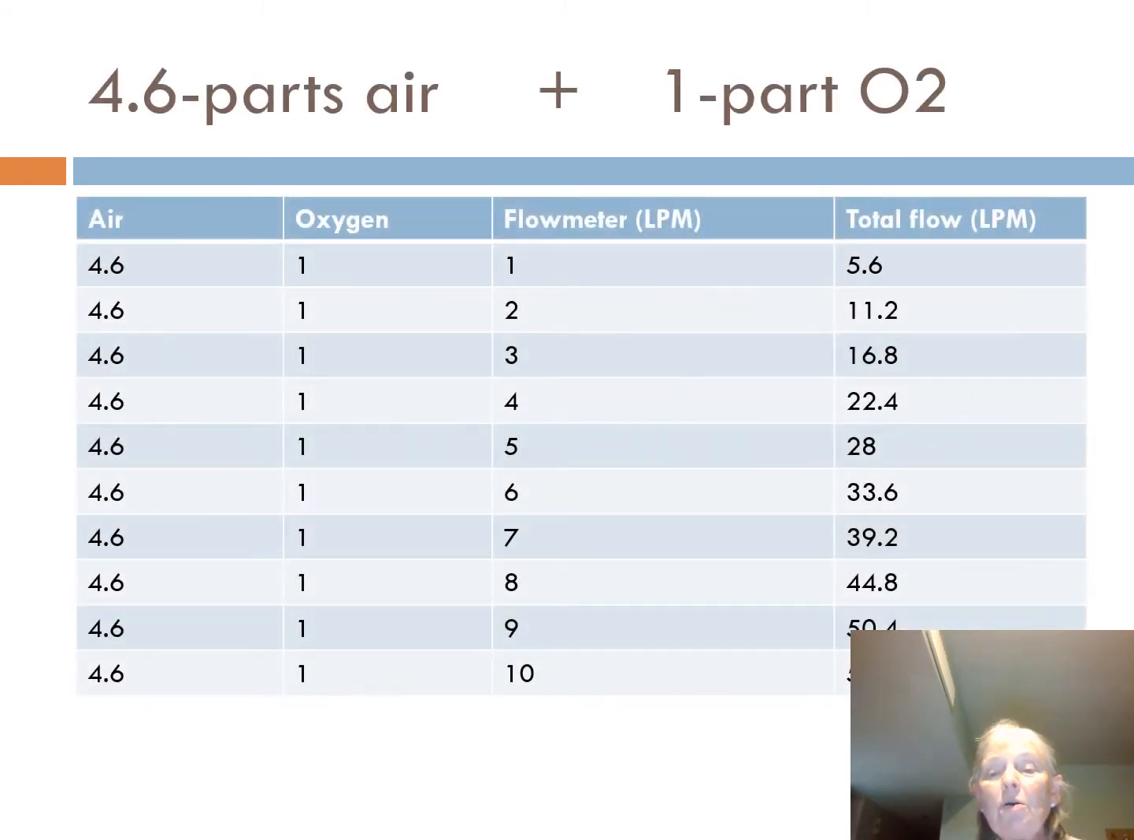So just to show you, this is more of the long way, just in case people have questions. It's not a problem. As you can see, the air is always going to stay at 4.6. The oxygen is always going to be 1 part. So if you only have 1 liter, the total flow is only 5.6. But every time you add a liter on the flow meter, you're adding another 5.6 to it. And if you come all the way down, because I have 10 liters on my flow meter, and you add 5.6, 5.6, 5.6, 5.6, you're still going to come up with that 56 liters per minute.